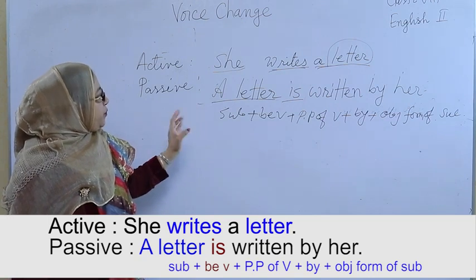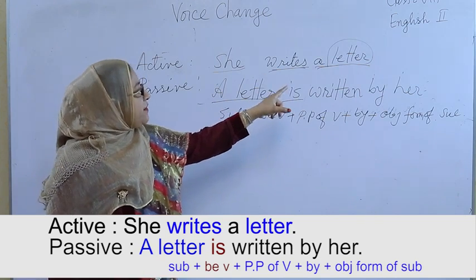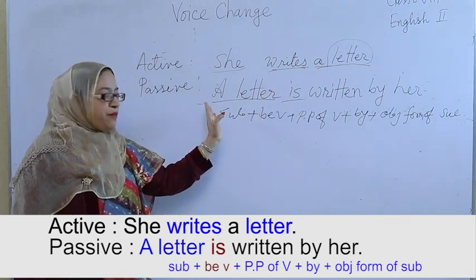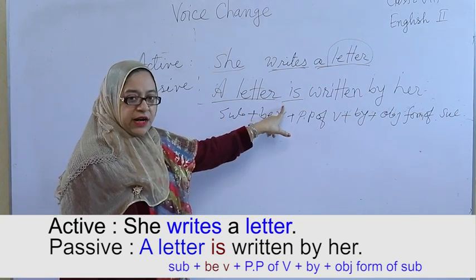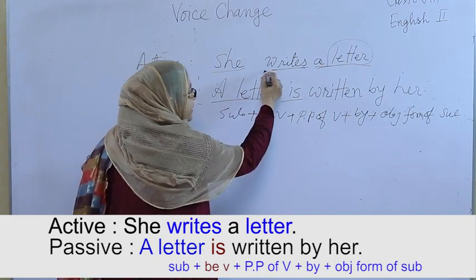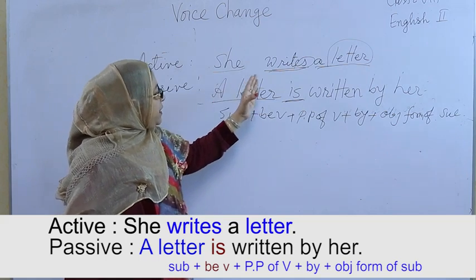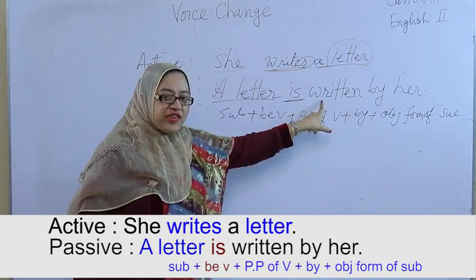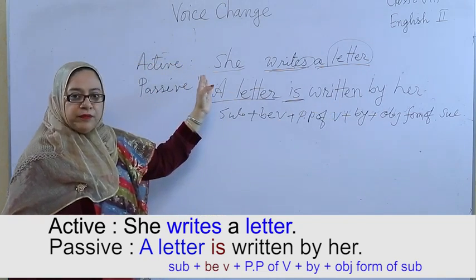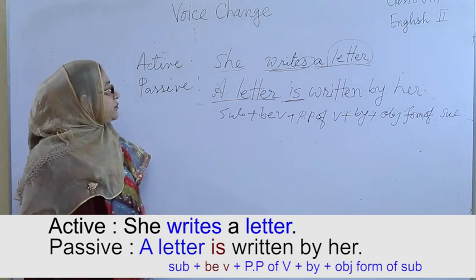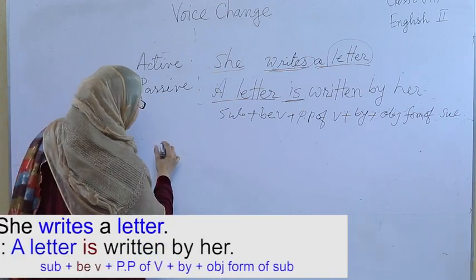So we see that the object of the first sentence, a letter, becomes the subject of this sentence, and then I use the be verb "is" because it is present tense. Then the past participle form of write, written, plus by, and then the objective form of the subject, her. Again I write another sentence.